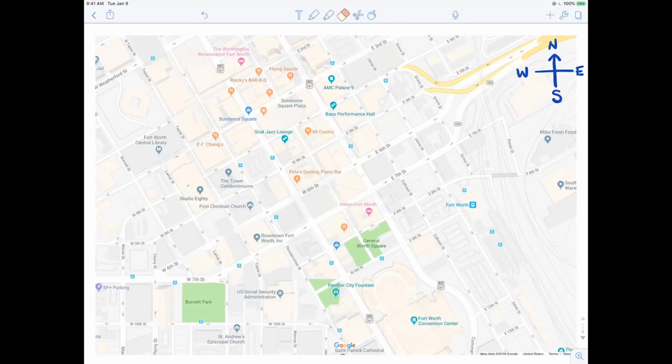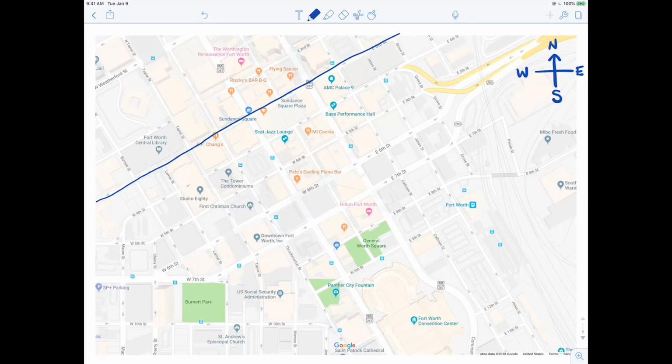So, say I told you that I could be somewhere on East 3rd Street. Okay, so find East 3rd Street and draw on your map how you could show that I could be somewhere on East 3rd Street. All right, that's the first clue I'm going to give you. So I could be somewhere on East 3rd Street.